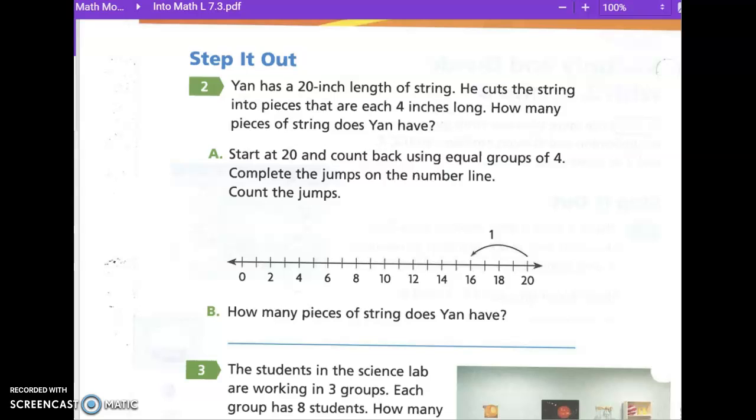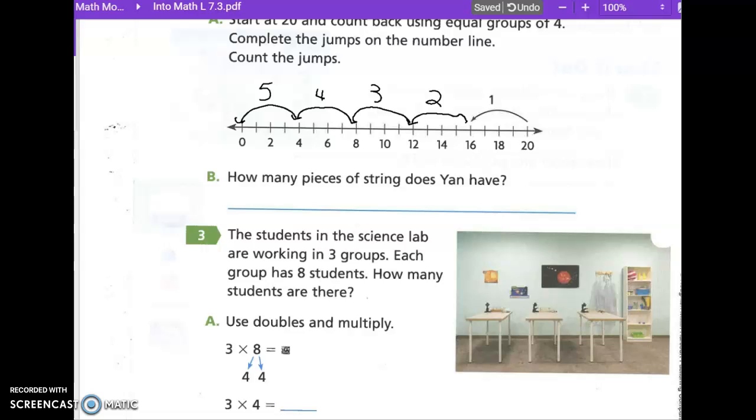Count the jumps. So they already did a 16. Where are we going to go from 16? To 12. Okay, that's 2 jumps. From 12, where are we going? 8. That's 3 jumps. From 8, where are we going? 4. That's 4 jumps. And from 4, where are we going? 0. That's 5 jumps. So how many pieces of string does Yun have? 5 pieces of string.